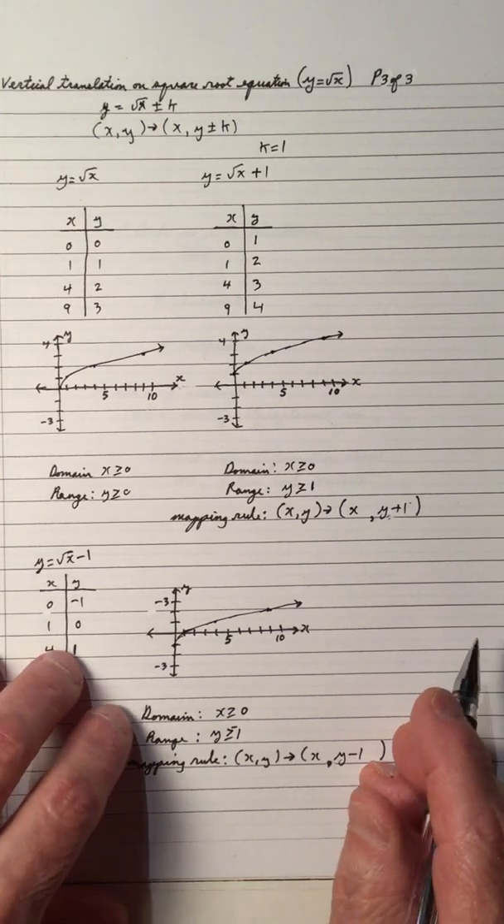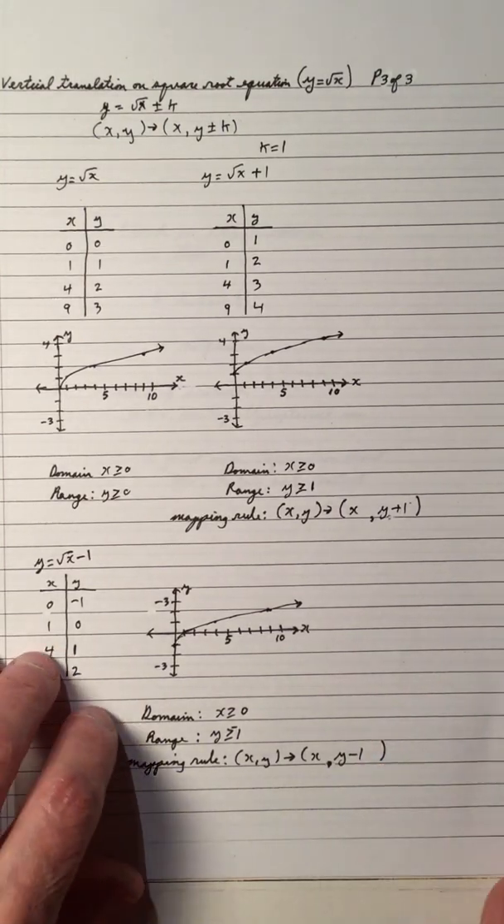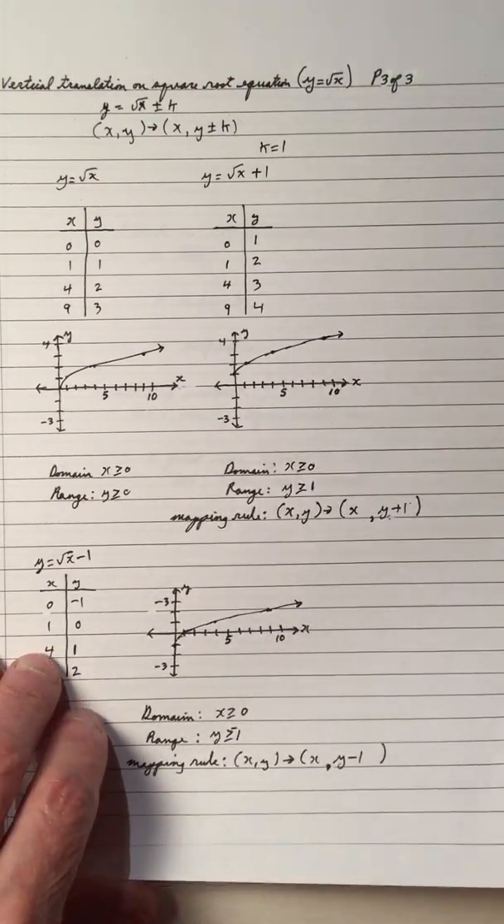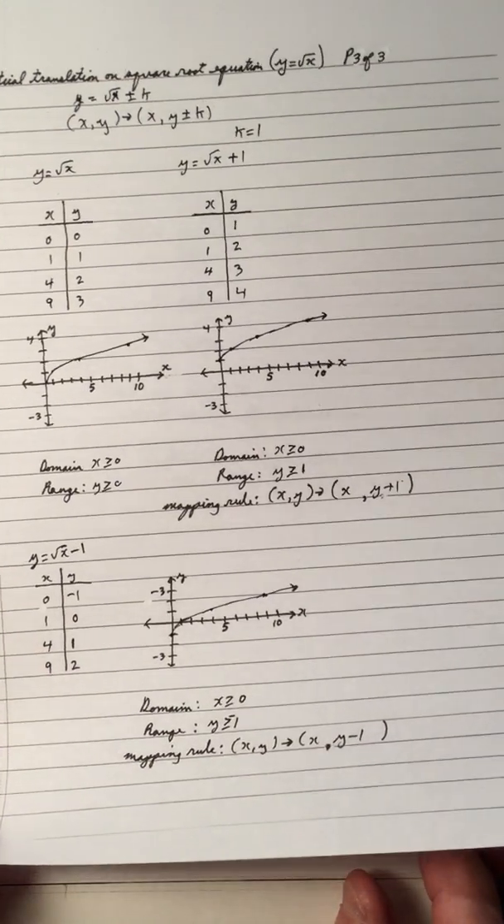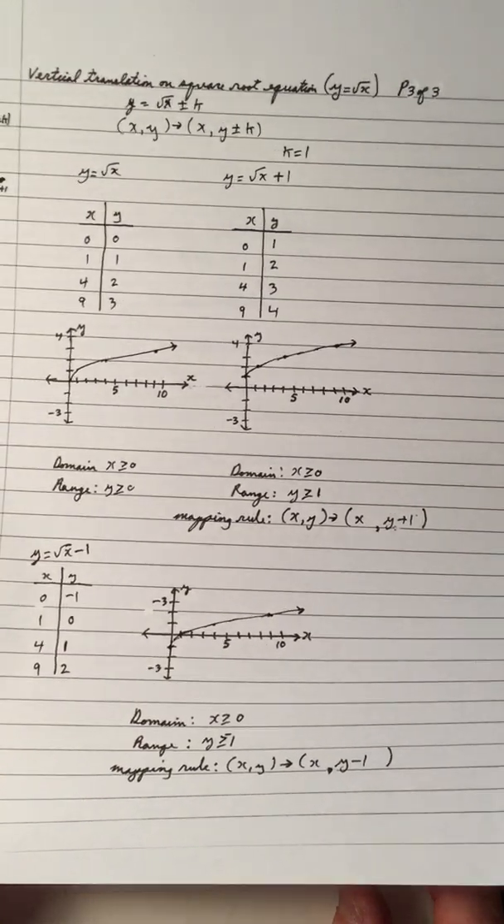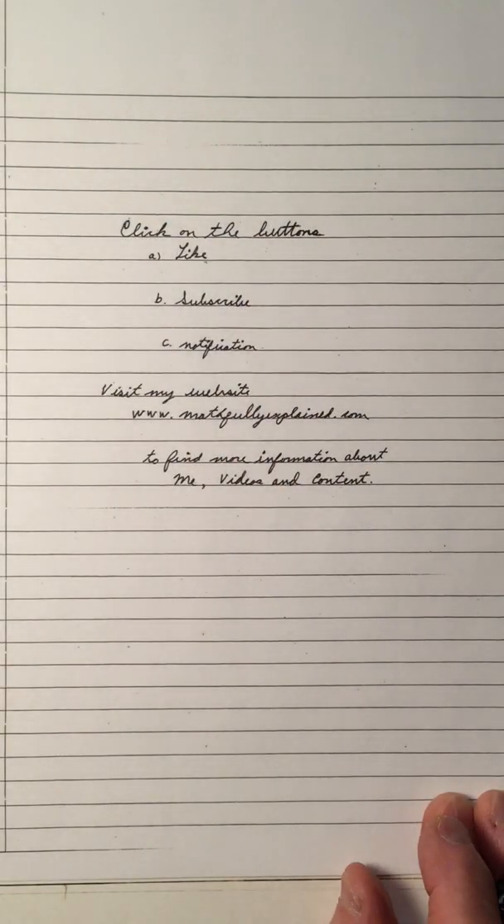And that's the vertical translation and the horizontal translation. Notice the vertical translation, you're adding and subtracting from the y. The horizontal translation is the opposite, and you're dealing with the x.